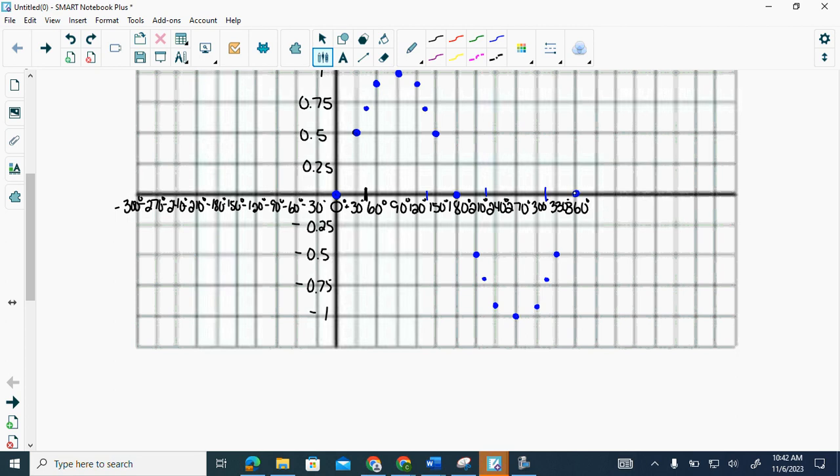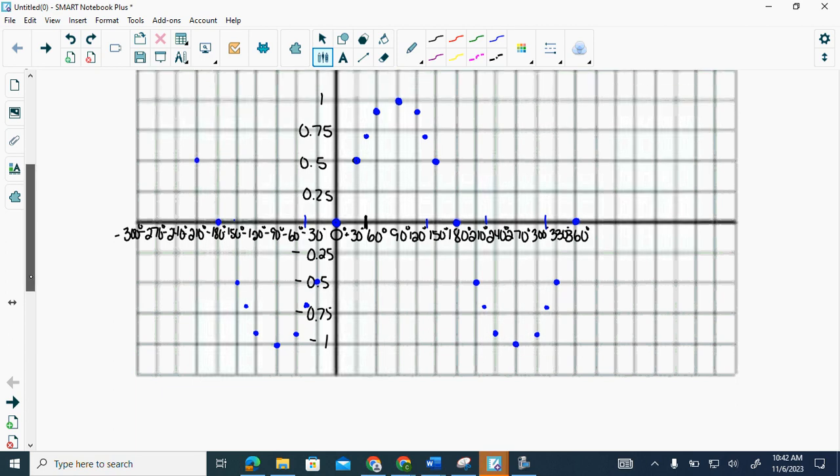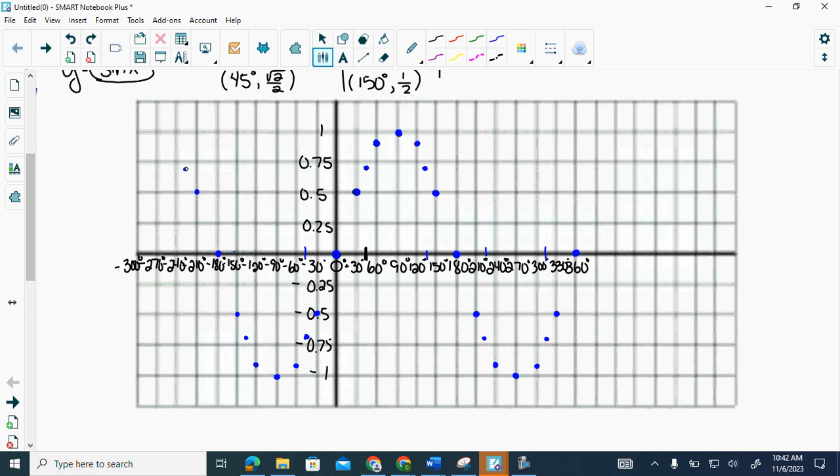And then what's it going to keep doing? Right? It's just going to keep going. What about this way? Well, this one's going to be negative 0.5. Then negative 45 is negative 0.707. Then I'm going to get negative 0.8660. Then I'm going to get negative 1. Then 0.707. Then 0.5. Then 0. And then 0.5. Then 0.707. Then 0.8660. Then 1.